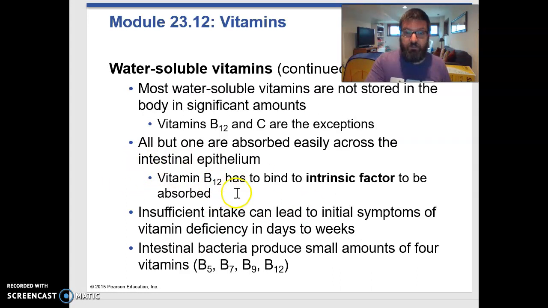B12 in particular is important because it binds to intrinsic factor in order to be absorbed. And where is intrinsic factor made? The stomach, right? So we cannot absorb B12 without intrinsic factor from the stomach.